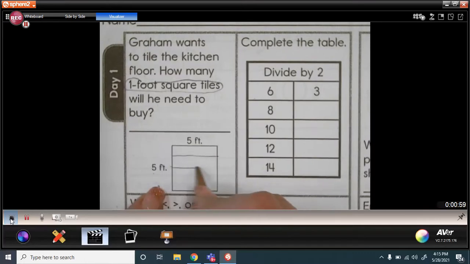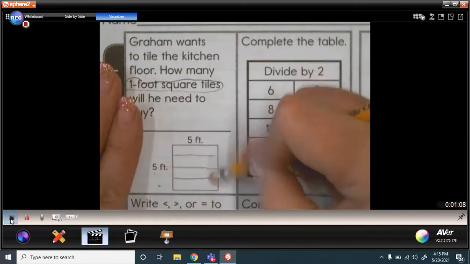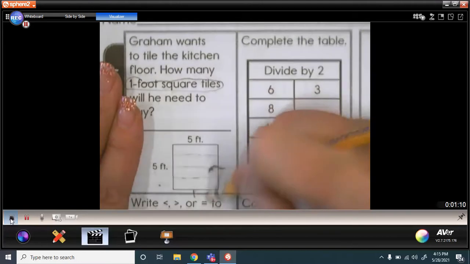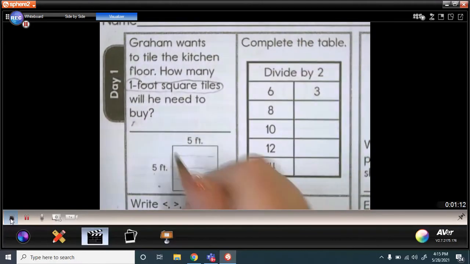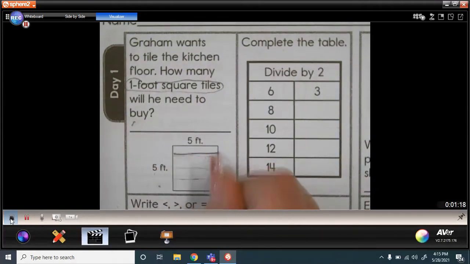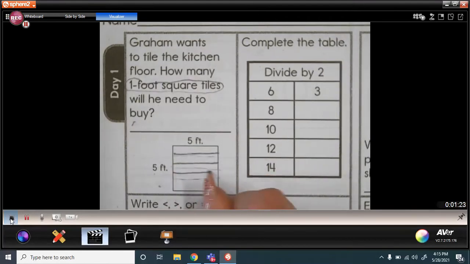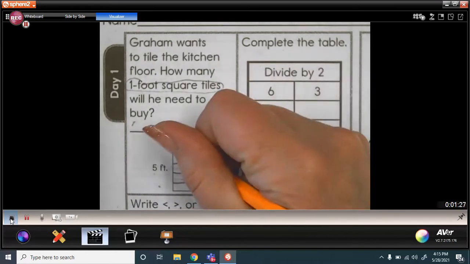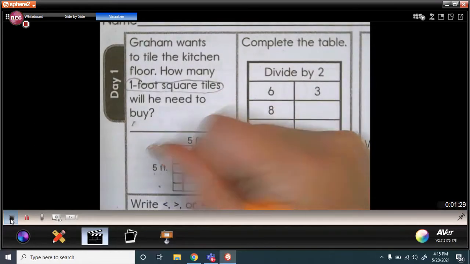So if I have 5 rows, let's see, that's only 4. So I need 5 rows, right guys? I need 5 rows, 1, 2, 3, 4, and 5. And I'm going to have 5 columns.